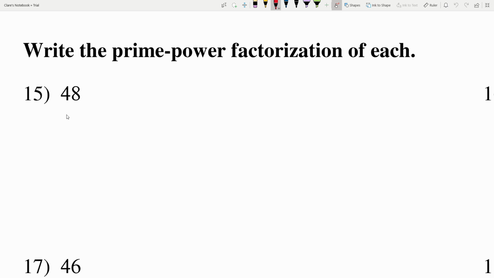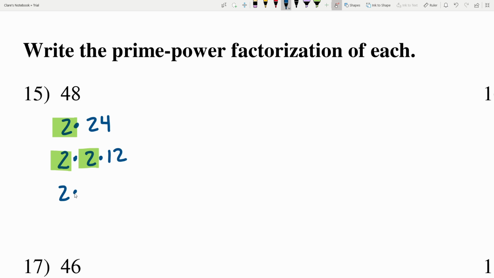But 48 is even, so that's going to be 2 times what? 2 times what gives us 48? That's going to be 2 times 24. So 2 is a prime number, but 24 is not. So we're going to break 24 up. What multiplies to give us 24? I'll leave my 2. That's going to be 2 times 12 gives us 24. So now I have a prime factor 2, another prime factor 2, but 12 is not prime. So I got to keep going.